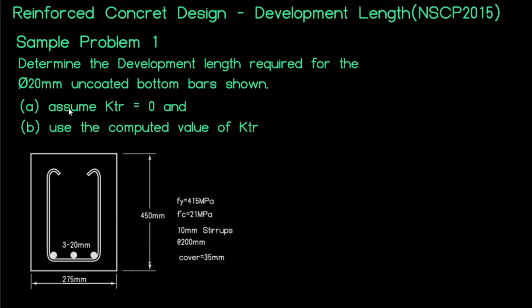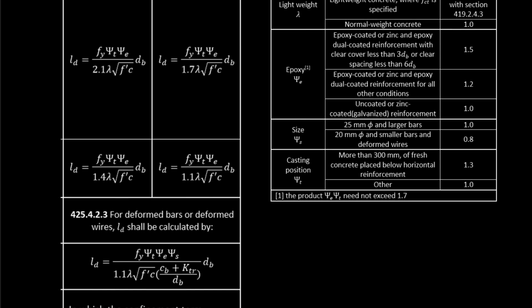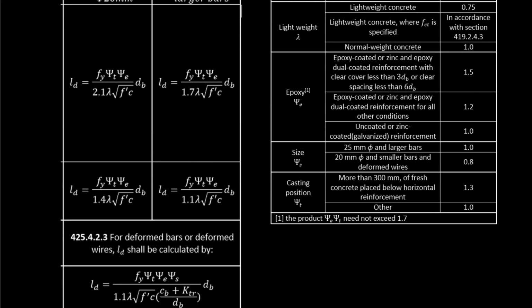Then, assume, dalawang case tayo. Assume KTR is equal to 0 and use the computed value of KTR. So, sinasuggest itong problem na to is gagamitin natin yung ating detailed computation. So, di ba, from the previous overview of the formulas, meron tayong two parts sa code na ito. So, meron tayong simplified at meron tayong detailed. So, dito, pakita ko na lang sa inyo.